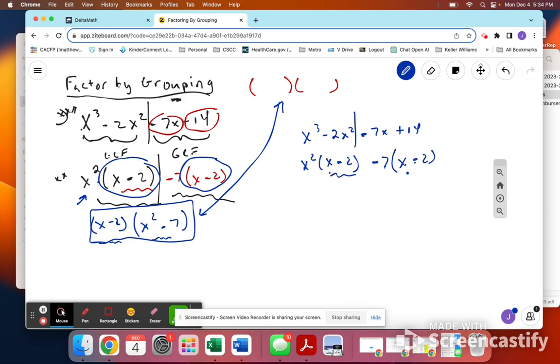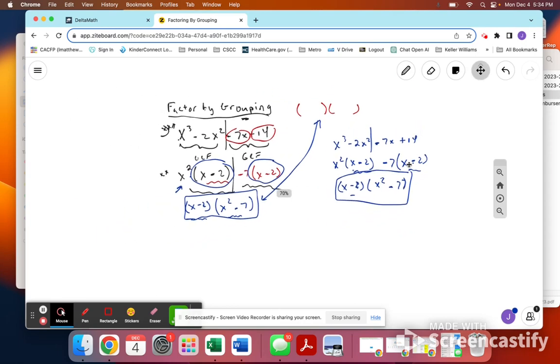Notice that I have a common factor here. Let me pull that common factor of x minus 2 out. So from this piece, I'm left with just an x squared. And from this piece, I'm left with negative 7. This is not factorable. This is not factorable. Done.